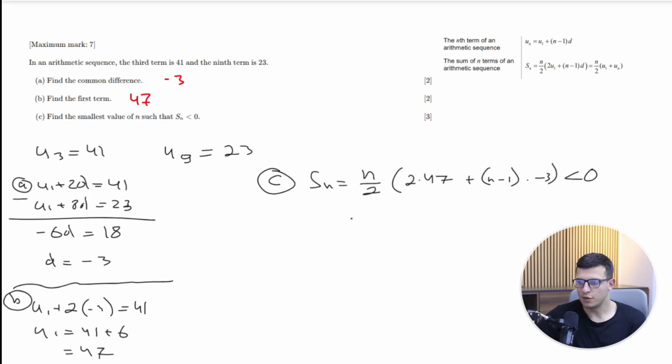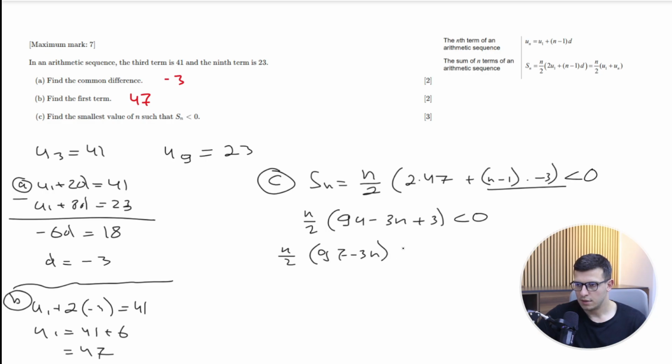So basically we have to solve that inequality. Again, n over 2, let's keep that. 2 times 47, what is that? 94, minus 3n. I'm opening this bracket, plus 3. And that has to be less than 0. Again, n over 2 and 97 minus 3n has to be less than 0.